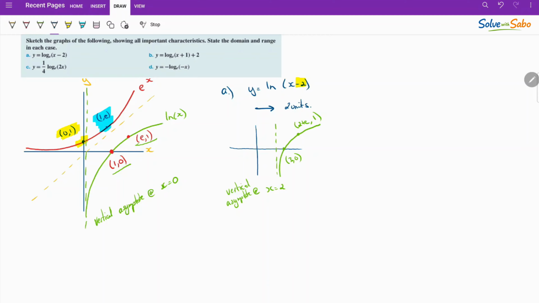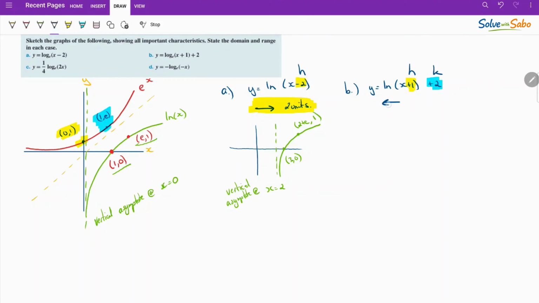Question B. We're now looking at y equals ln(x + 1) + 2. So we've got a couple of things going on here. We said before that the -2 means that we were going across 2 units. Now we've got plus 1 and we've got plus 2. Now they're going to do different things. One of these is an h transformation, just like this one was, and now we have a k transformation.